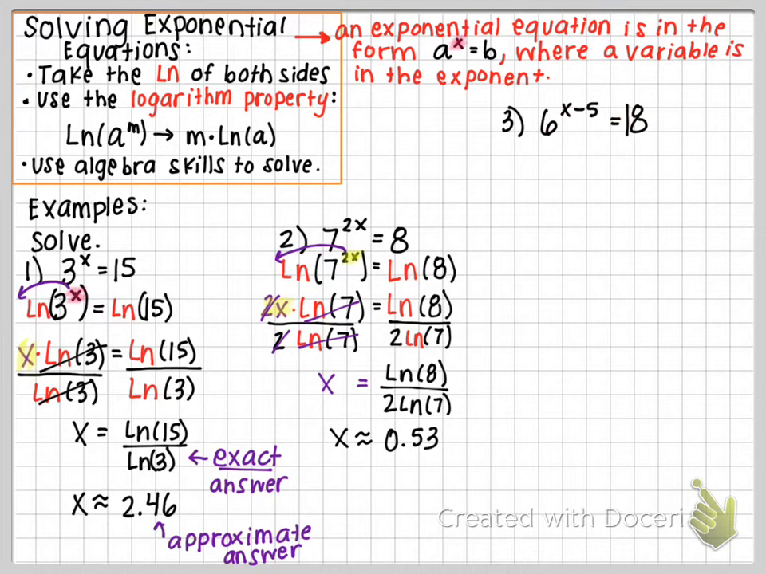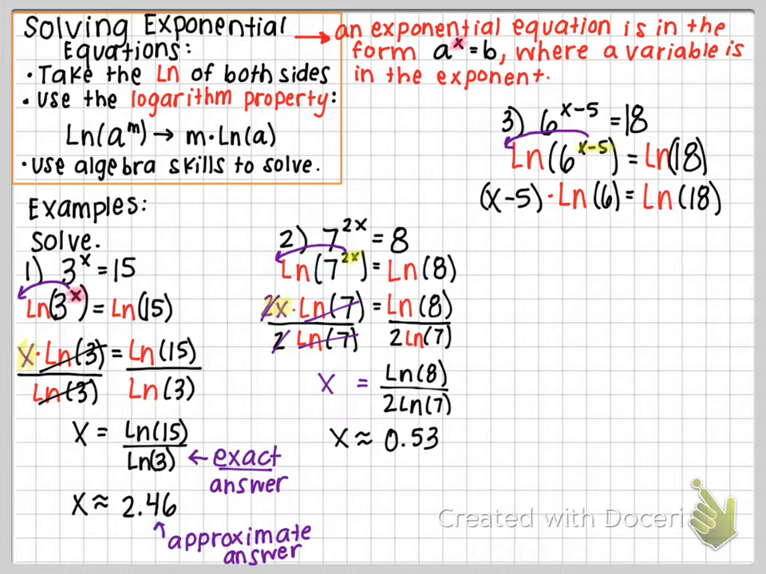Okay, number 3. Again, I have an x in the exponent, so I'm going to take the ln of both sides. This means that I can now move this x minus 5 to the front. Now, be careful when you have more than one term. We just had an x here, we had a 2x here, which is still multiplication, so this is still one term. Here we have two terms. A term is separated by a plus or minus sign. So we have an x and we have a negative 5, right? So see how I brought the whole thing down, but I put it in parentheses? Please do that.